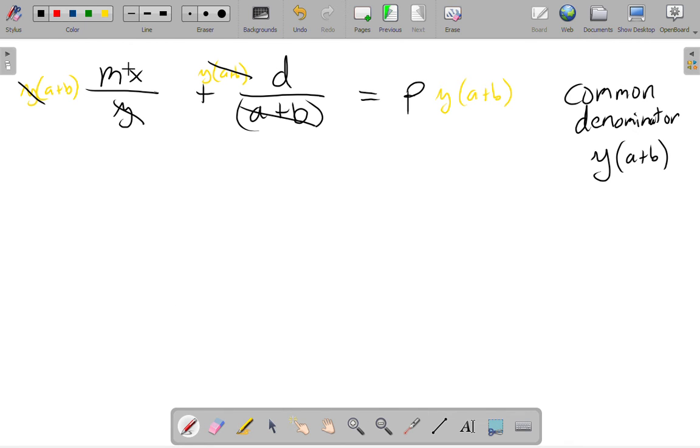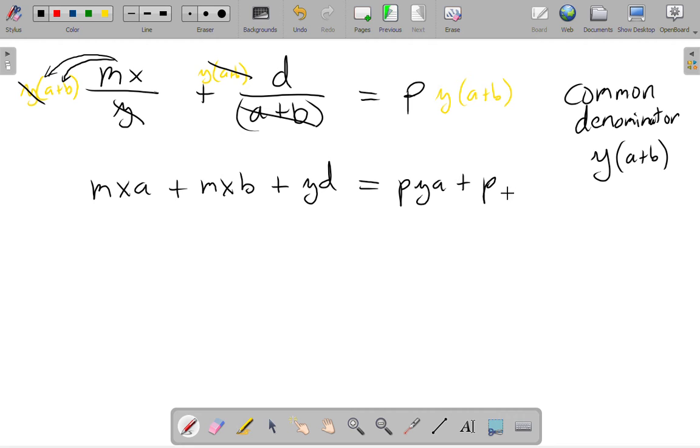So when we multiply this, make sure we multiply the mx times both of these. So the MXA plus MXB. MXA plus MXB plus YD equals PYA plus PYB. Multiplying that out the same way, distributive property.